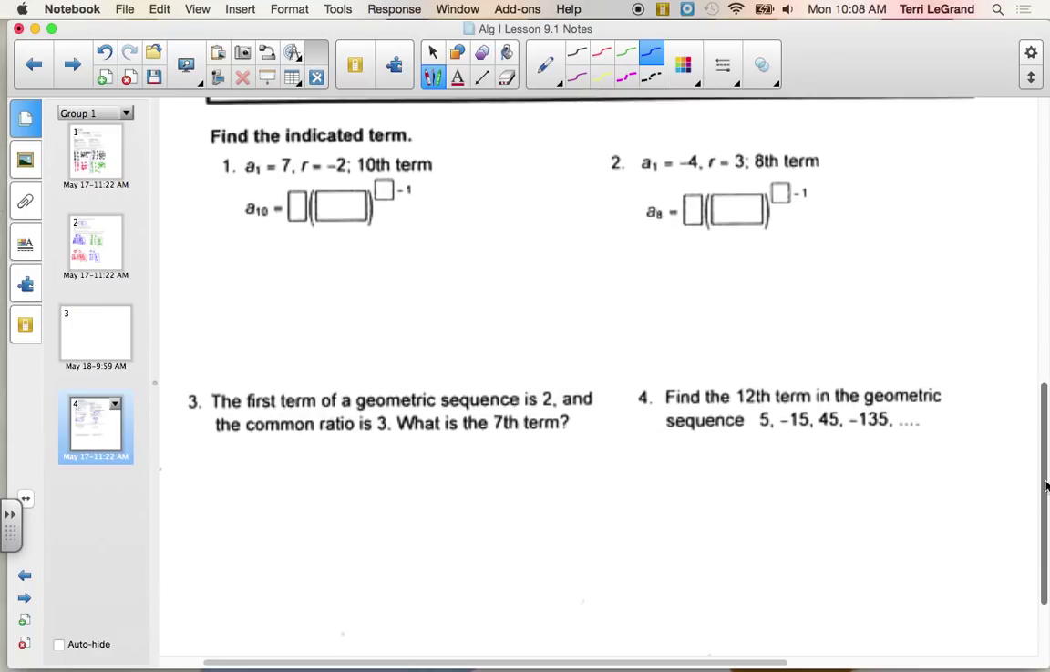So let's do number 1. A sub 1 is 7. What are they telling us when they say a sub 1 is 7? What are they telling us? First term is 7. First term of the sequence. Yep, they just told us what the first term of the sequence is.